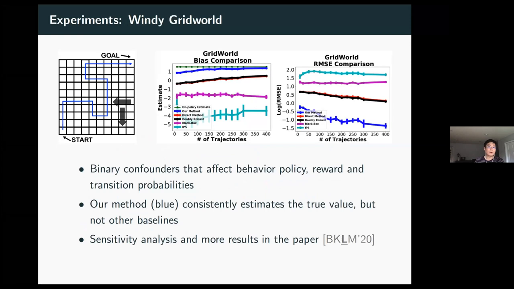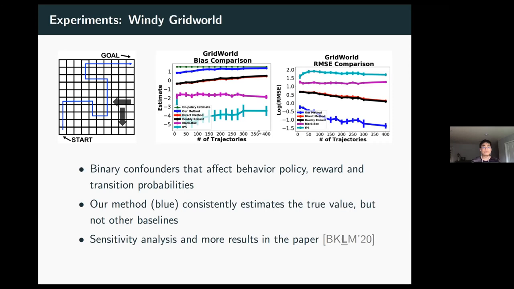This is a windy grid world where the unobserved confounders are controlling the state transition and rewards. You can think of the confounder as the wind that you don't observe in the data, but it actually affects the transitions. You don't control the winds, and you can think of the winds as IID random variables at every time step. Then you can see that our method, which is the blue line here, decreases very nicely when you have more and more data. Again, the y-axis is the root mean square error, the lower the better. In contrast, all the baselines are not doing well. These baselines either ignore the unobserved confounder problem or are based on regression estimates that do not take care of the unobserved confounder situation.